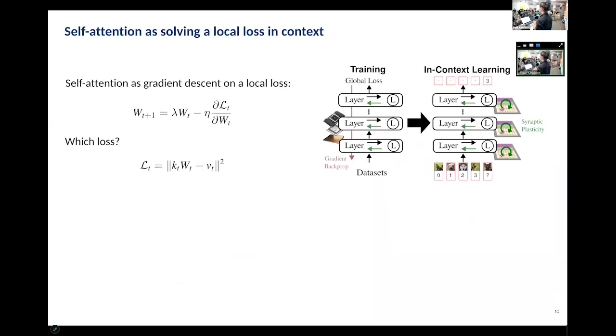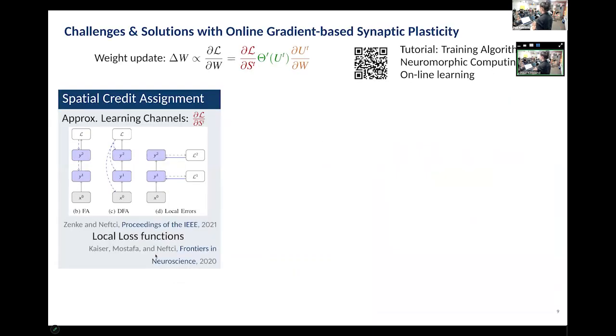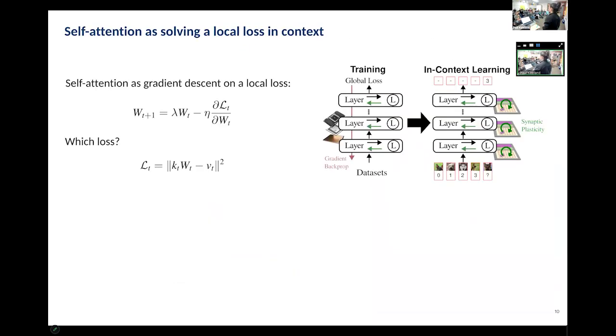Coming back to the spatial credit assignment problem. Just want to remind you of this local loss function. In a bunch of papers in the past, we showed that if you have these local loss functions, you can really do a good job in training your neural network, whether you're doing classification or reinforcement learning. And this is something that I'm going to build on here.